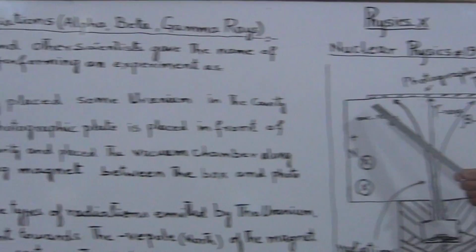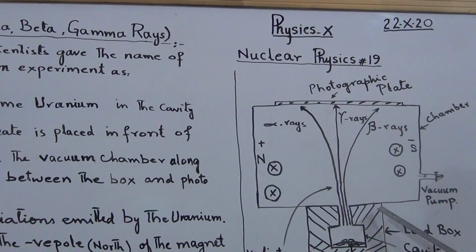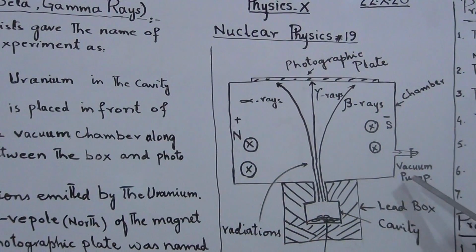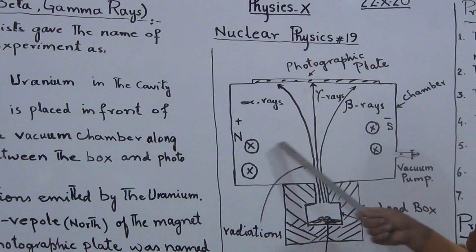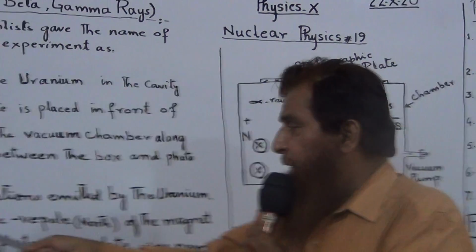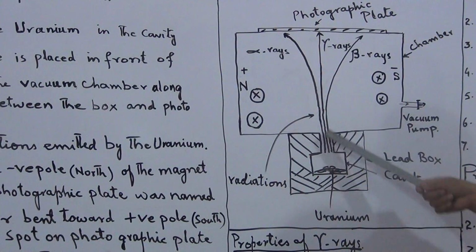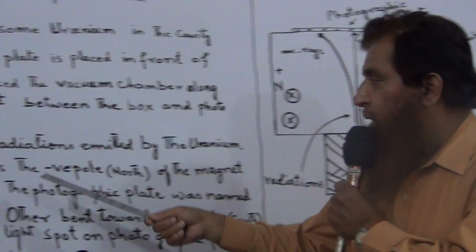Look at the diagram. This one is the photographic plate in front of the mouth of the cavity, and this one is our vacuumed chamber. Its air is evacuated by the vacuum pump, and a strong magnet is placed. This is the north pole, this one is the south pole. So, three types of radiations are emitted by the uranium, because uranium is a radioactive substance.